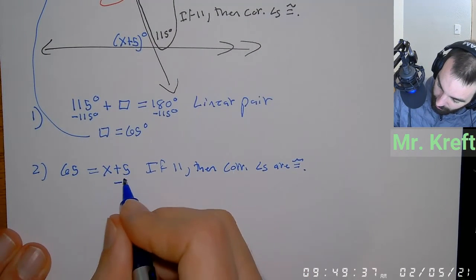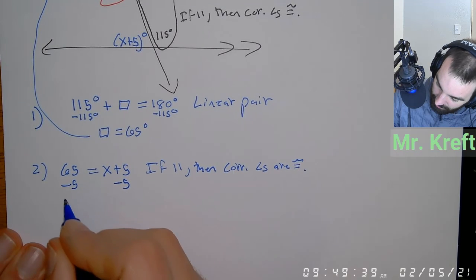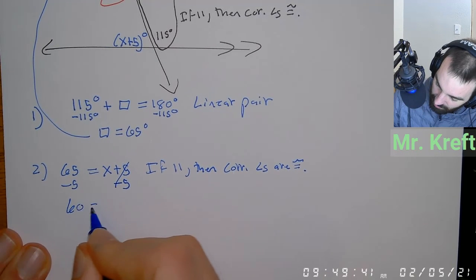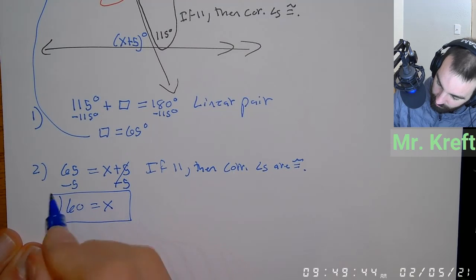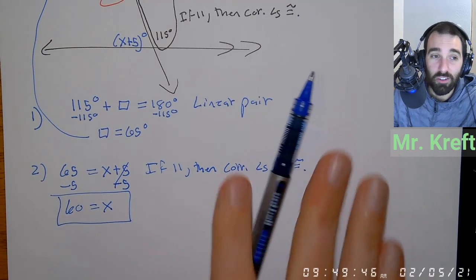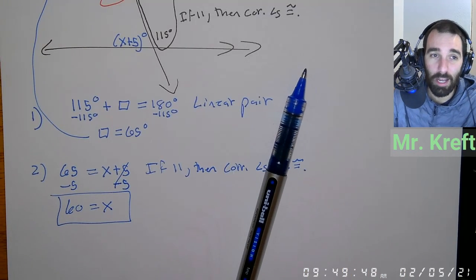So I go ahead and I solve this. So I subtract 5 from both sides and I get 60 equals x. So the shortest way in doing this, I got there in 2 steps.